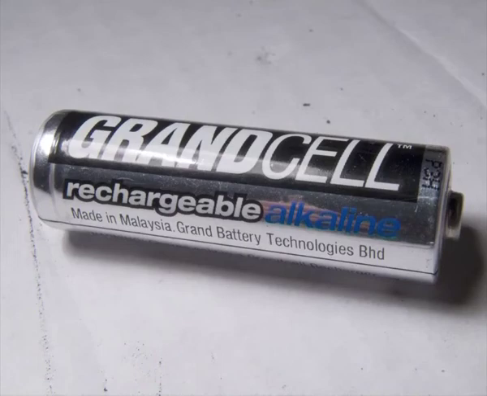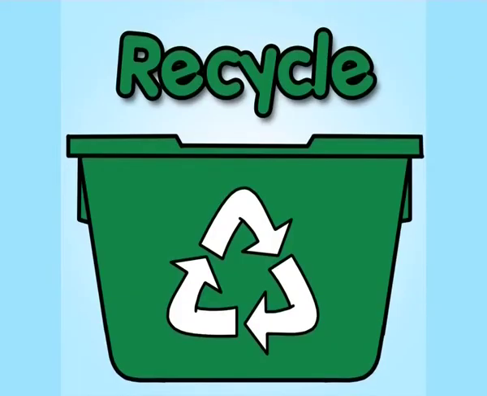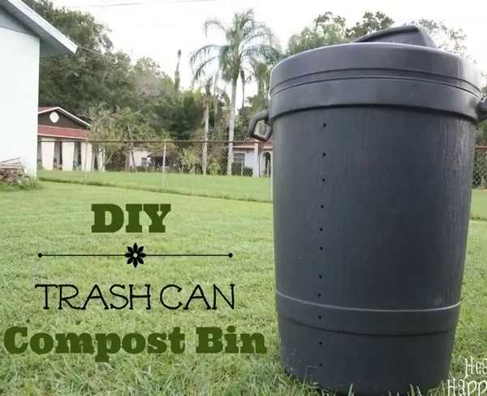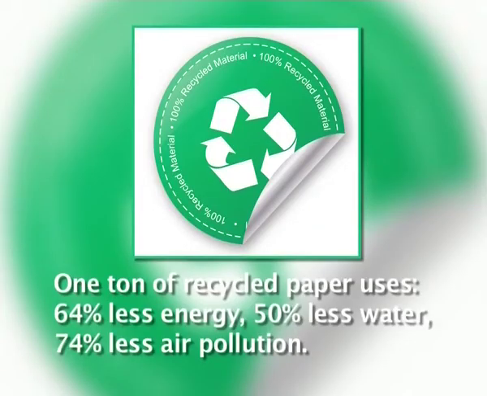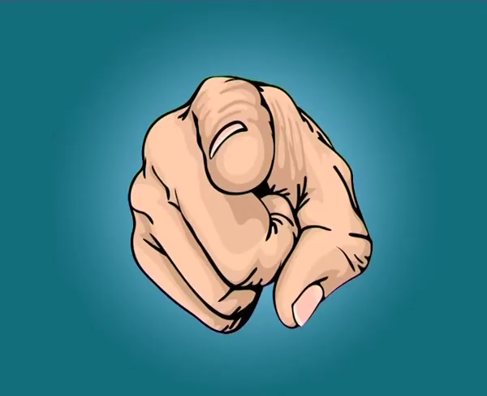Use rechargeable batteries. Recycle all newspapers, glass, aluminum, and other items. Set up a compost bin in your garden and use it to produce manure for your plants to reduce the use of fertilizers. Purchase paper products containing post-consumer recycled paper. One ton of recycled paper uses 64% less energy, 50% less water, and 74% less air pollution. Take care to put into practice what you preach. Remember, environment protection begins with you.